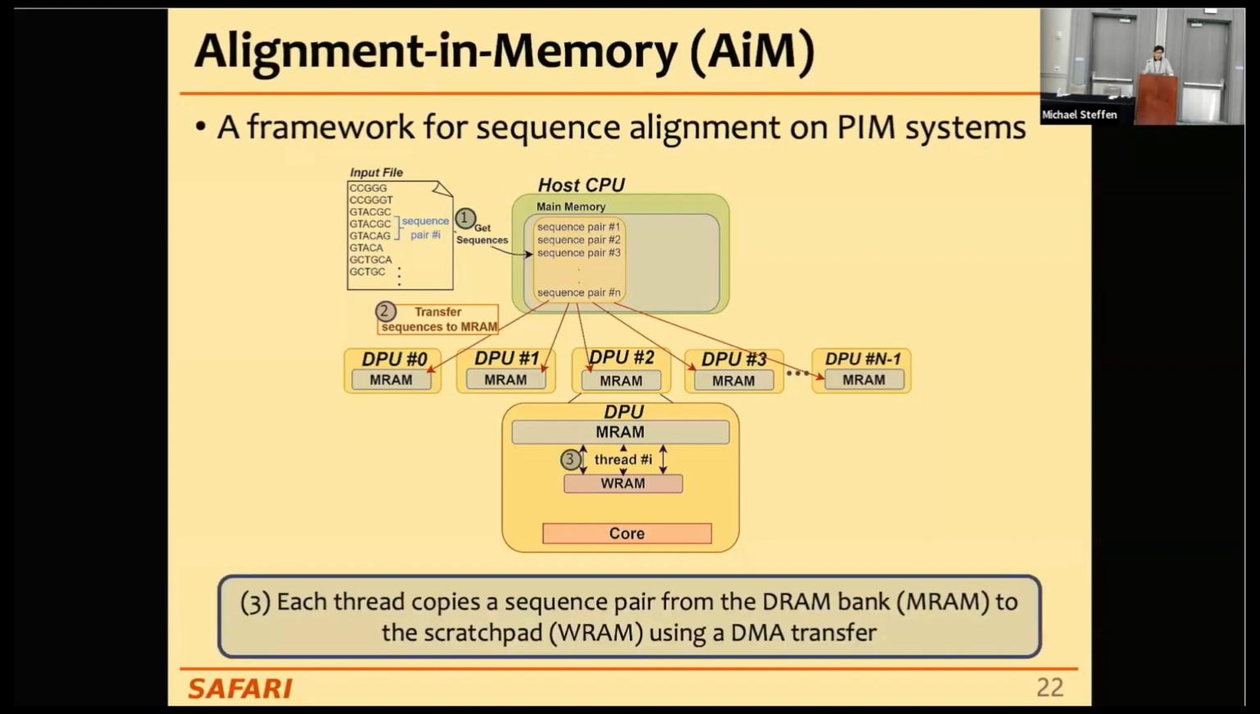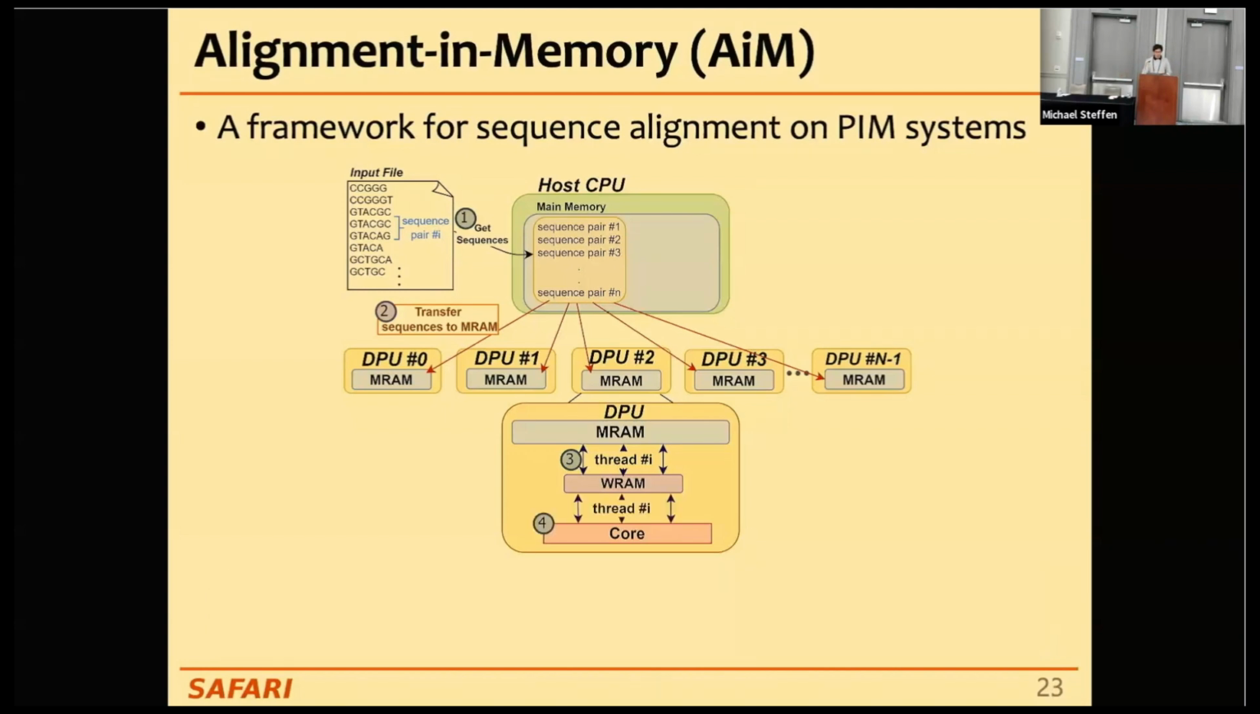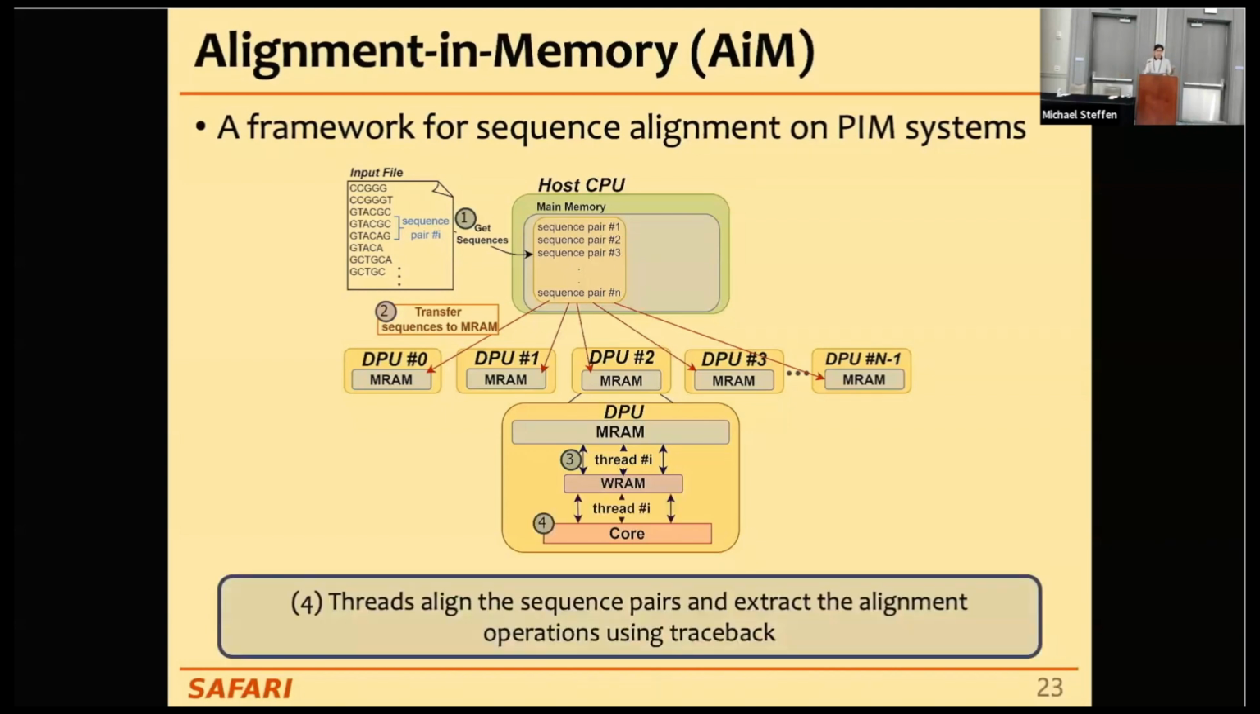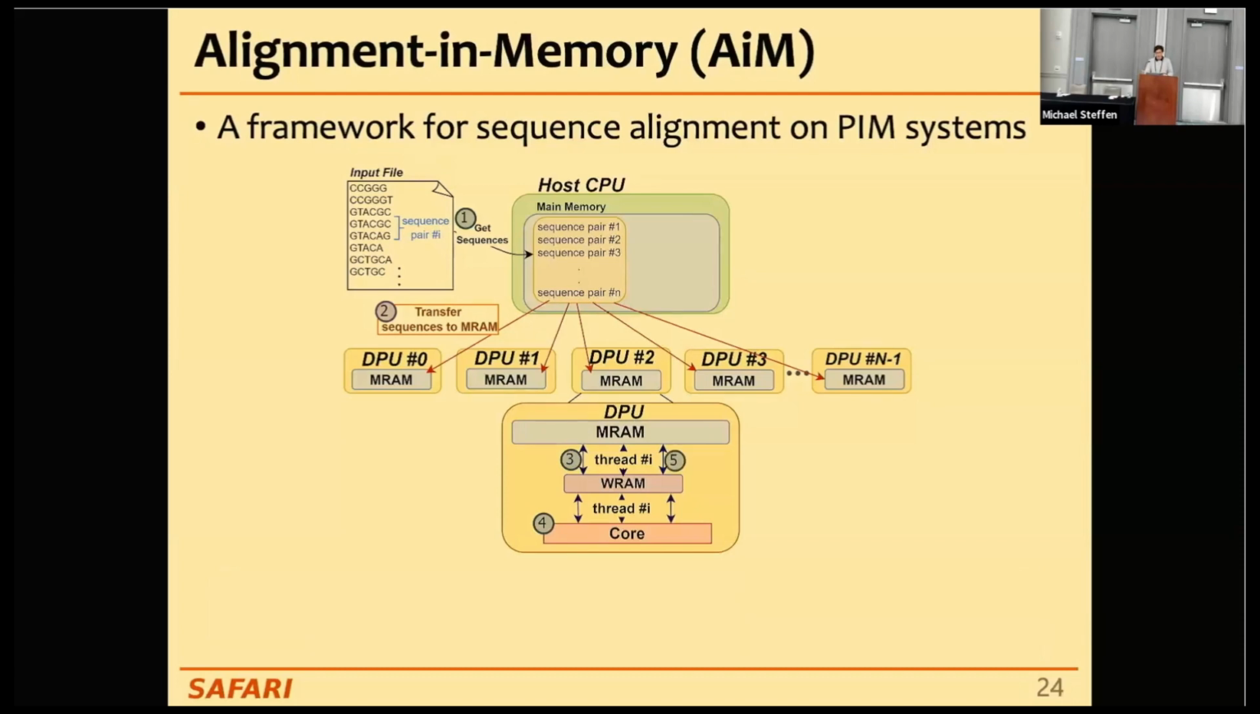In step 3 of the framework, each thread copies a sequence pair from the MRAM to the WRAM using a DMA transfer, because there is a DMA engine for data movement between the MRAM and the WRAM back and forth. And next, the threads align the sequence pair and extract the alignment operations using traceback. Because each thread is working individually, there is not a big challenge on how to parallelize this, because the parallelization is straightforward in that sense.